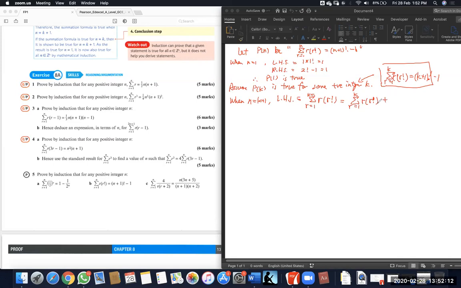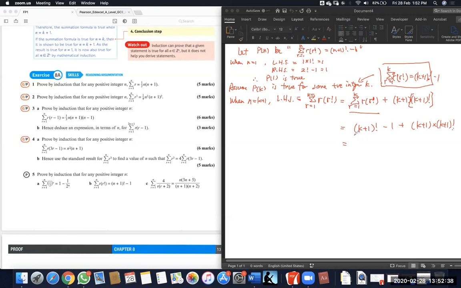Plus the k plus 1 term. That term is k plus 1 times k plus 1 factorial. Okay. And then this part is k plus 1 factorial minus 1. Plus k plus 1 times k plus 1 factorial.